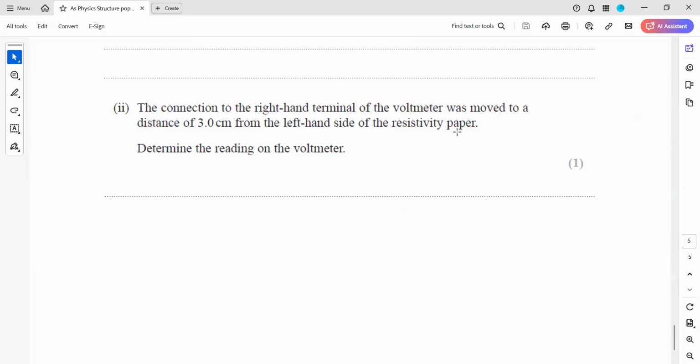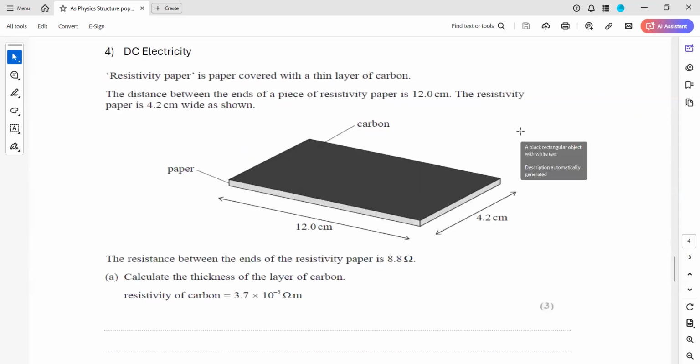The resistivity paper is a paper covered with a thin layer of carbon. As you can see here, the distance between the ends of a piece of resistivity paper is 12 centimeter and the paper is 4.2 centimeter wide. The resistance between the ends of the resistivity paper is 8.8. Calculate the thickness of the layer of carbon.